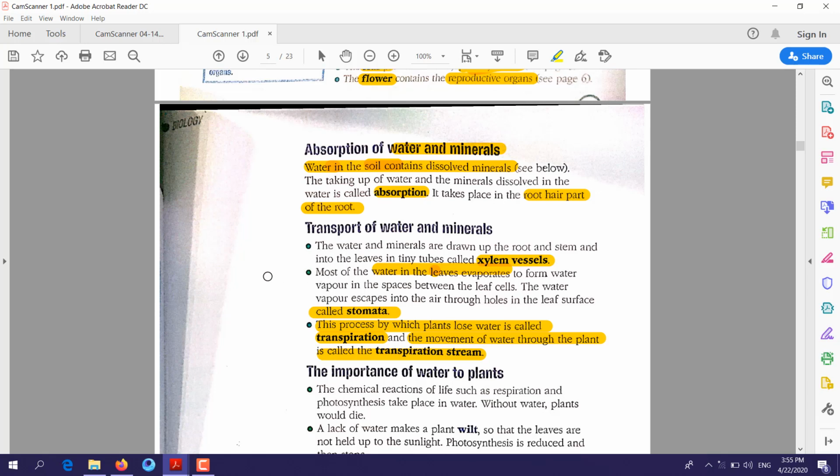Here, what you need to do, student, is focus on the lines that I am highlighting. The lines or words that I am highlighting are the main words of the topic. So these words, you need to understand them. You need to memorize them.